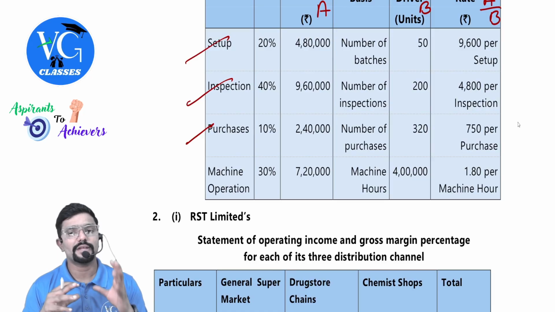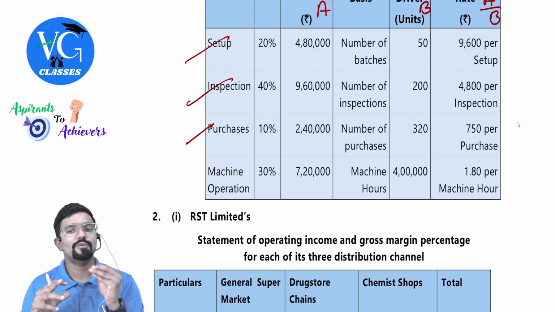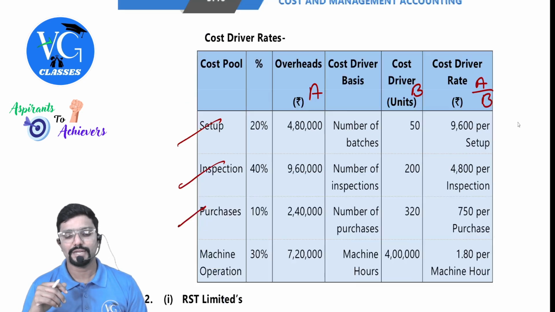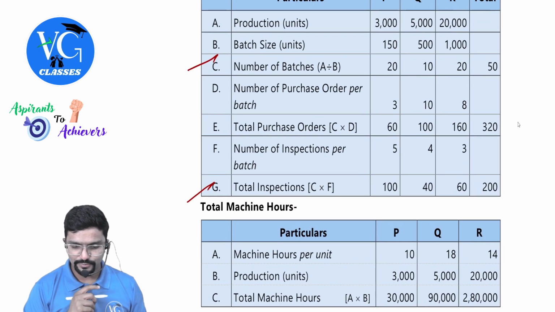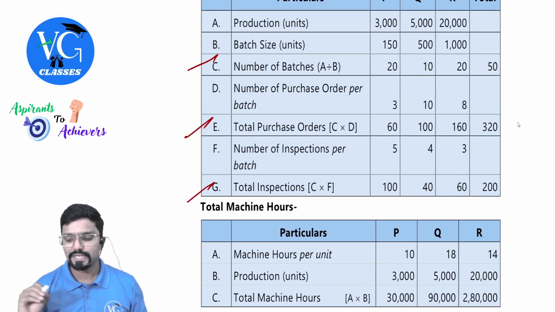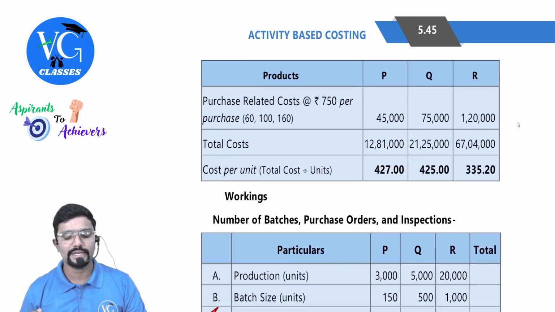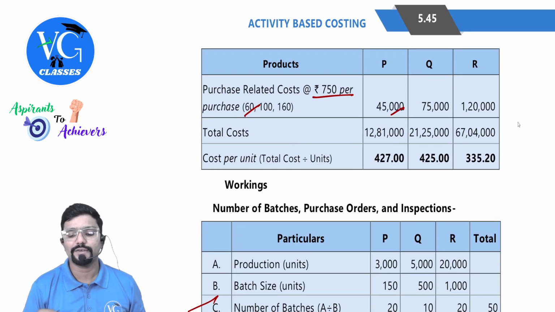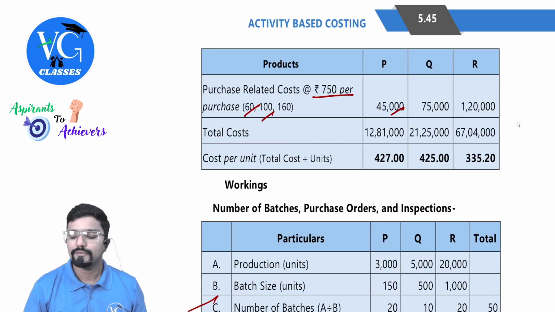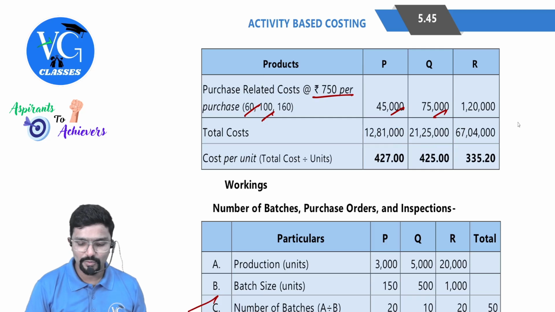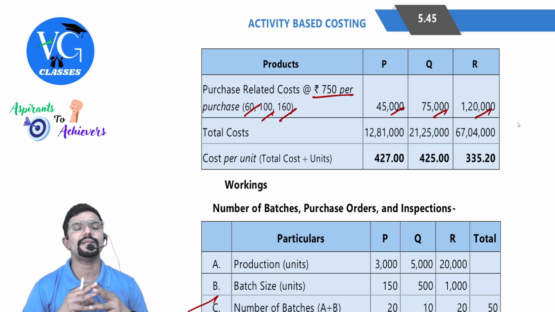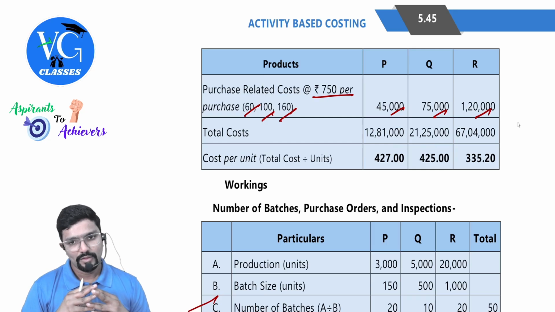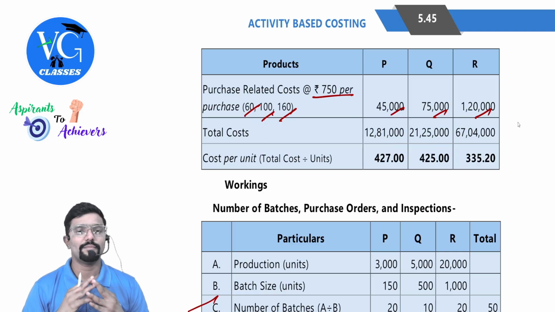So what is the cost driver here? Number of purchases. How much? 750 per purchase. Take the ratio. Total purchase orders 60, 100 and 160. So multiply 750 with 60, 45,000. Into 100, 75,000. Into 160, 1,20,000. Now coming to add up all the total cost.